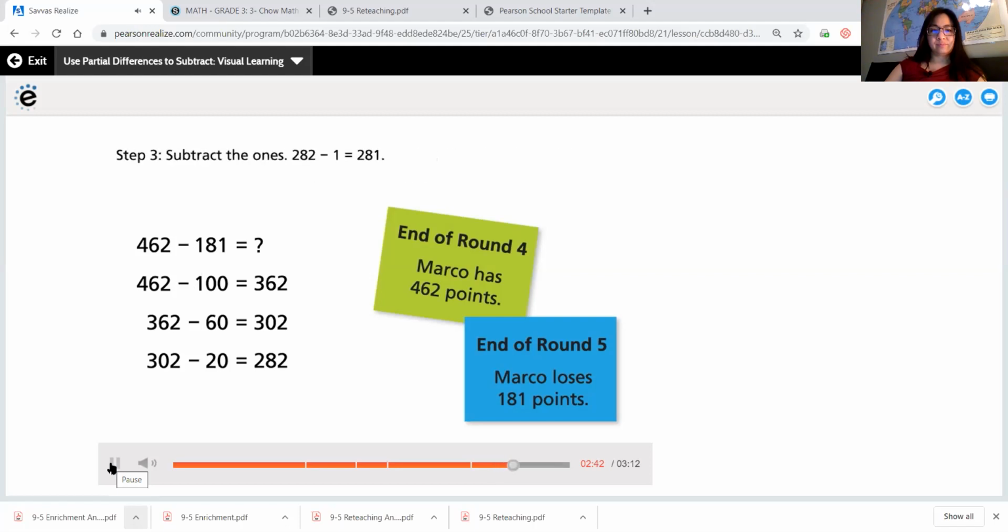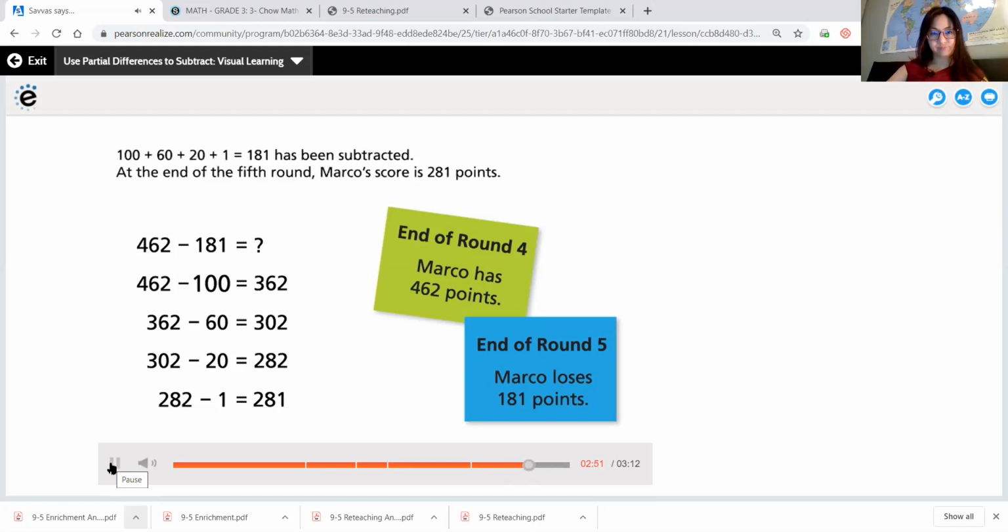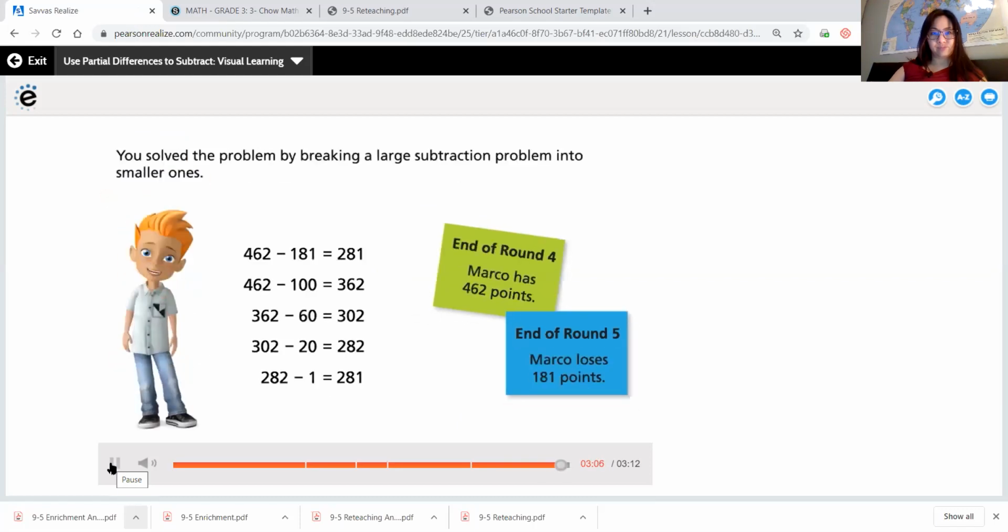Step 3, subtract the ones. 282 minus 1 equals 281. 100 plus 60 plus 20 plus 1 equals 181 has been subtracted. At the end of the 5th round, Marco's score is 281 points. You solved the problem by breaking a large subtraction problem into smaller ones.